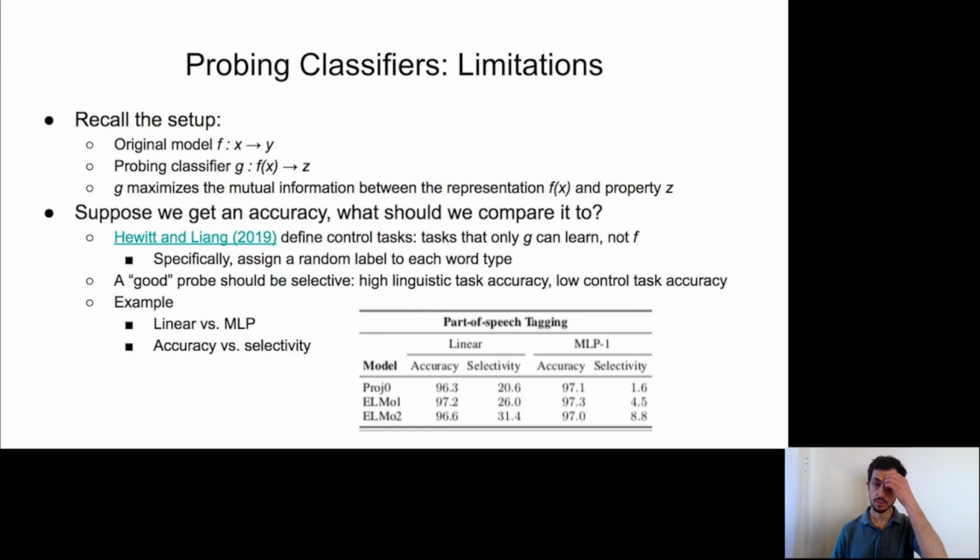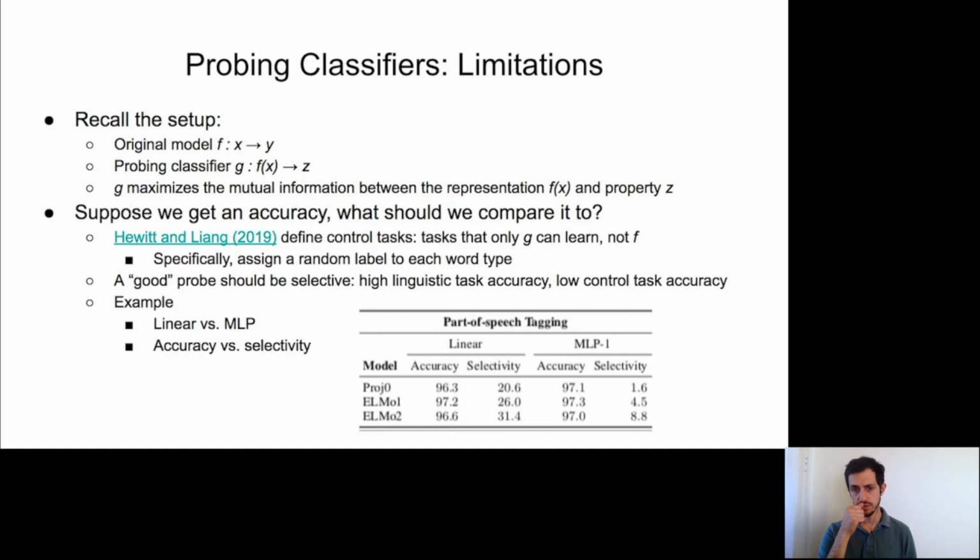And according to them, a good probe should be selective, meaning it should have a high accuracy on the linguistic task, but a low accuracy on the control task. This probe tells us that the representation contains a lot of information on the linguistic task, but the classifier is not able to just memorize labels. So that's trying to tease apart memorization from actually learning.